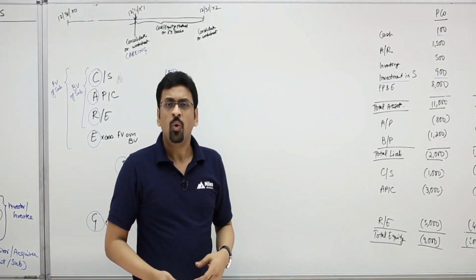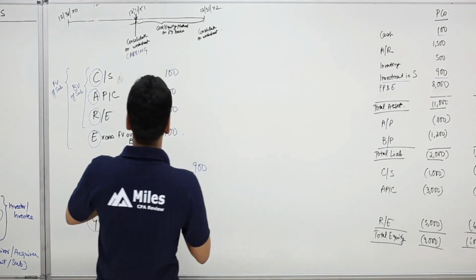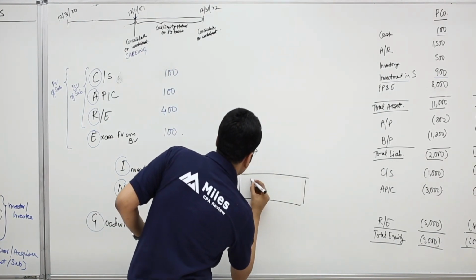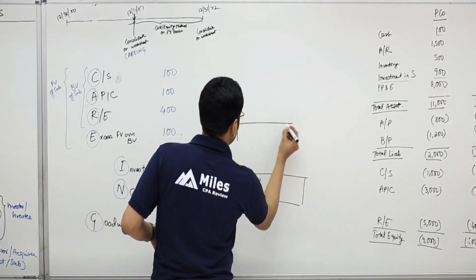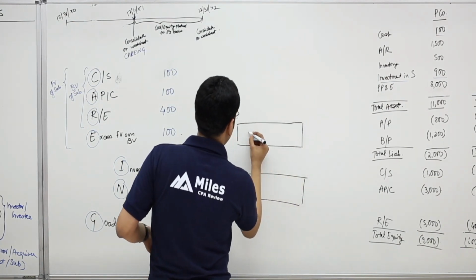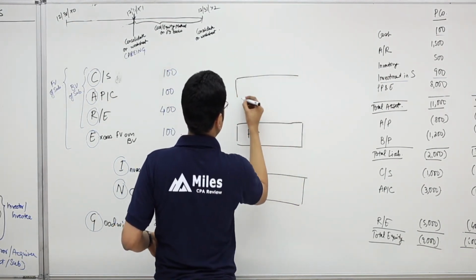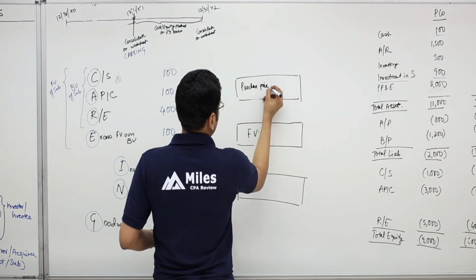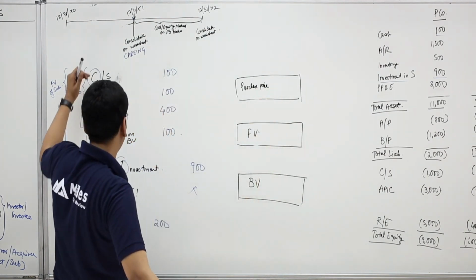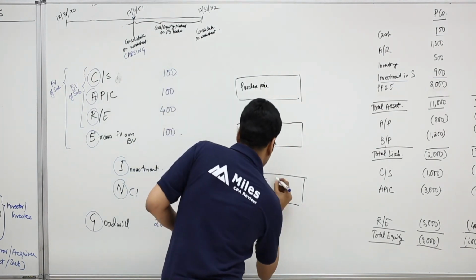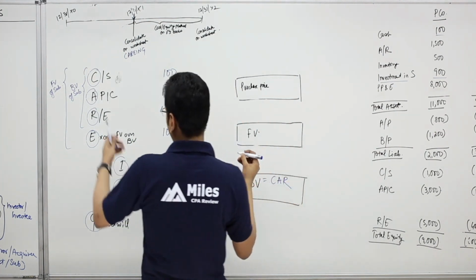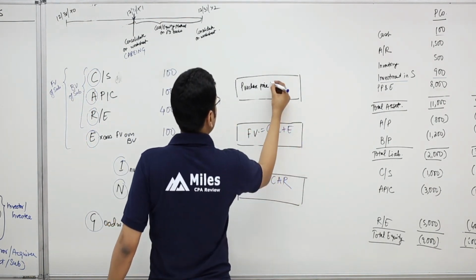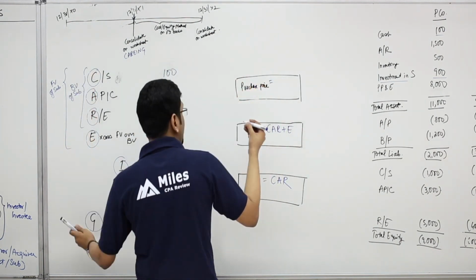So guys, if you recall, when we did the equity method, I helped you draw a chart. The chart looked something like this. So we had book value, we had fair value, and then we had the purchase price. So you could say the book value is CAR, the fair value is CAR plus E, and the purchase price is CAR plus E plus G.